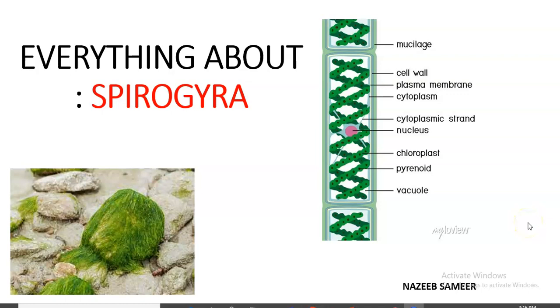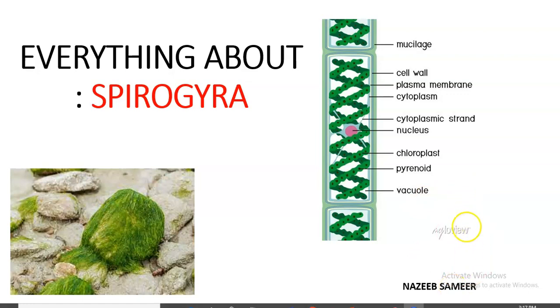Hi, hello. So today will be the final lecture on green alga. We have seen life cycles of Chlamydomonas, Chara, Oedogonium, Volvox and others in our previous lectures, and this is the final on that series. Today we'll be finishing Spirogyra with each and every detail required for examination purposes.